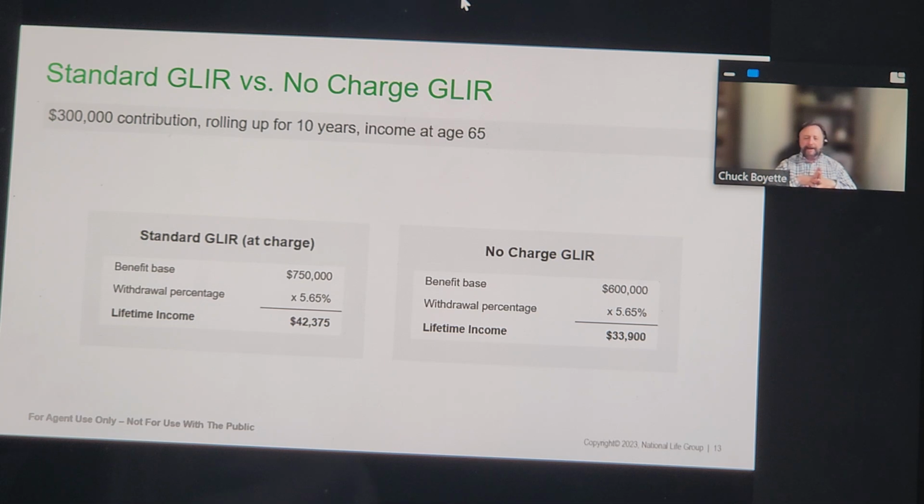We compare that to the no charge GLAIR, and the benefit base is just $600,000 because remember, with the no charge GLAIR, they do get the 10% roll-up every year for 10 years, but they don't get the 25% immediate bonus. Same withdrawal percentage, but the lifetime income is $33,900. So you can see about $9,000 more in income with the standard GLAIR, even though there's a 1% fee, because of that 25% bonus. So that bonus is really key.